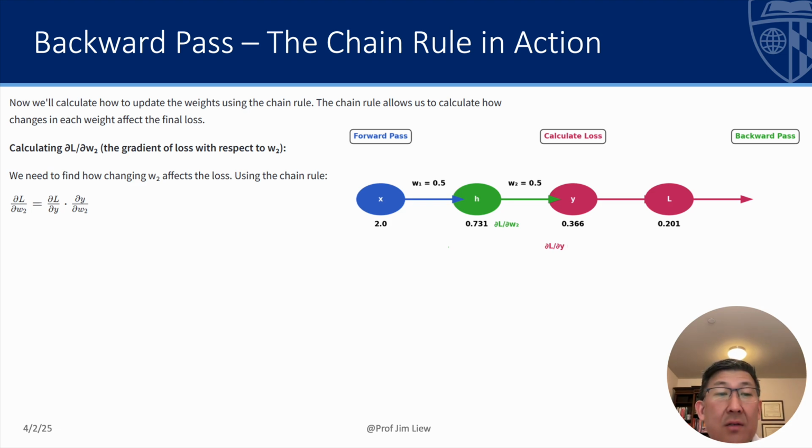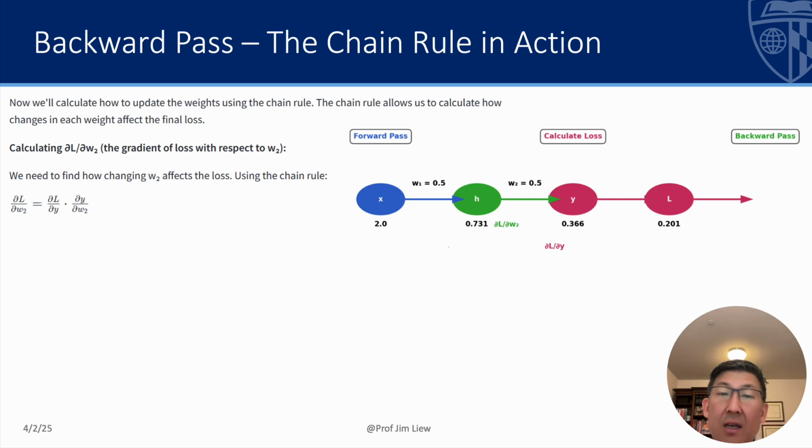So here is the chain rule in action. We start at the very end. What is the loss with respect to y? How sensitive is the loss with respect to y? And then we move further down. How sensitive is y with respect to W2? W2 is the weights between the first hidden layer and the output layer. So we're going to calculate the derivative: how is the loss function affected by small movements in W2?